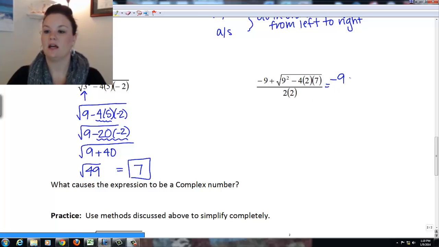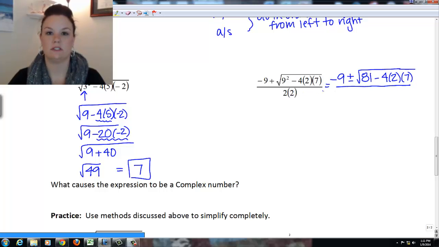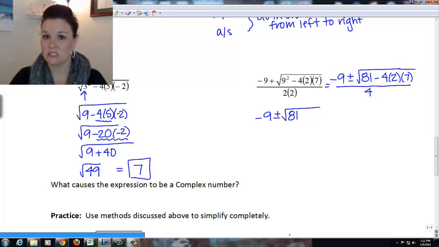So I'm going to do negative 9 plus or minus the square root. 9 squared I do first, which gives me 81, minus 4 times 2 times 7, all over, and I could do 2 times 2 because it's the only thing on the bottom, which gives me 4. So underneath my square root, I want to multiply those three numbers together, doing left to right. So I have negative 9 plus or minus the square root of 81. Now negative 4 times 2 gives me negative 8. Negative 8 times 7 gives me negative 56. All over 4.